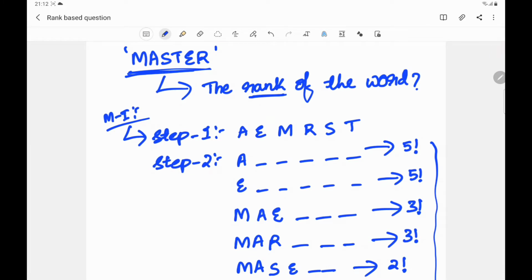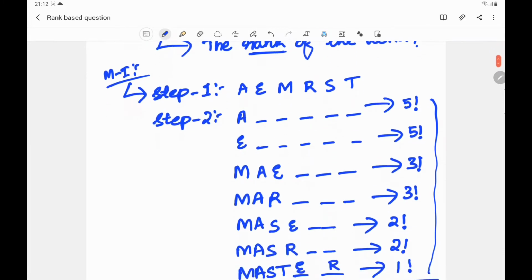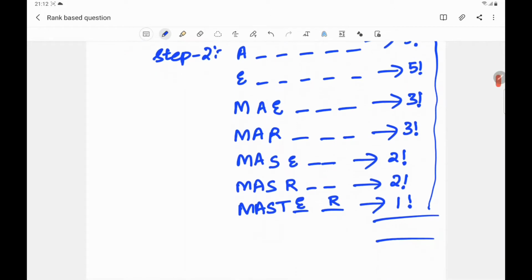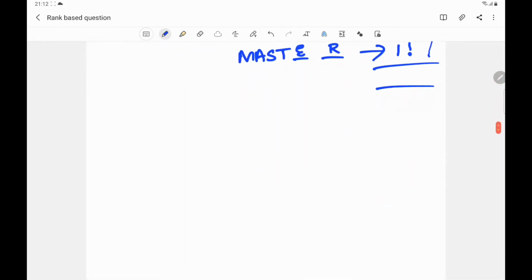Now, you need not follow this method. Let us look at another method which is much easier, method 2. Please listen to the steps carefully in this method, because you will be using this method only to solve all the questions based on rank.